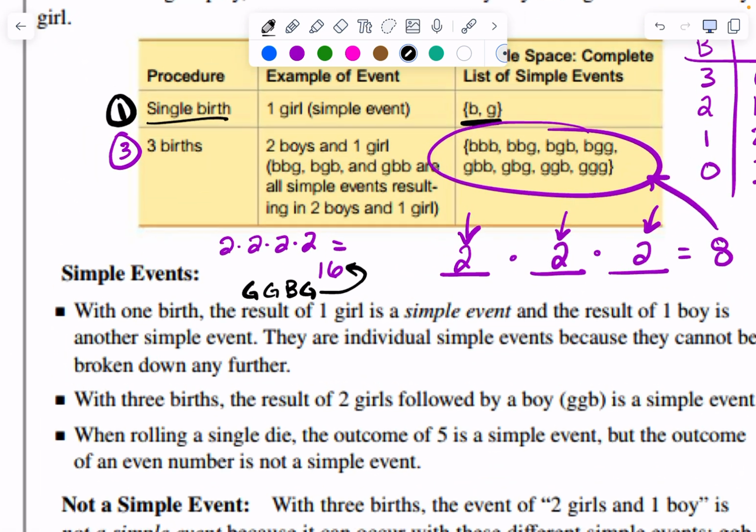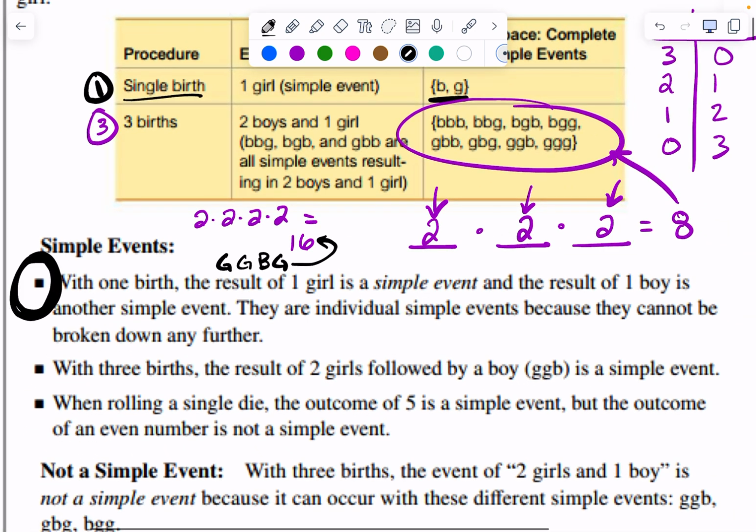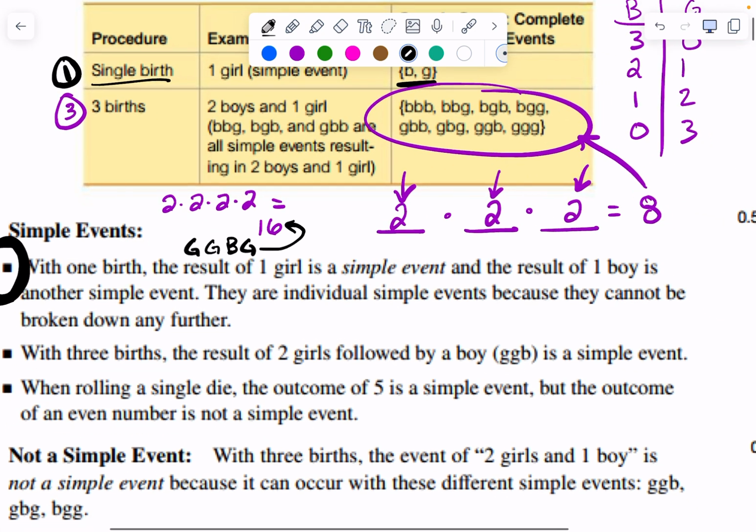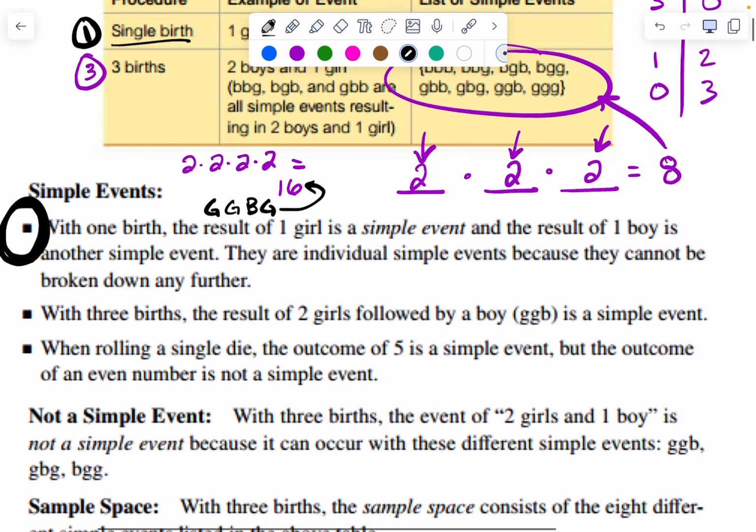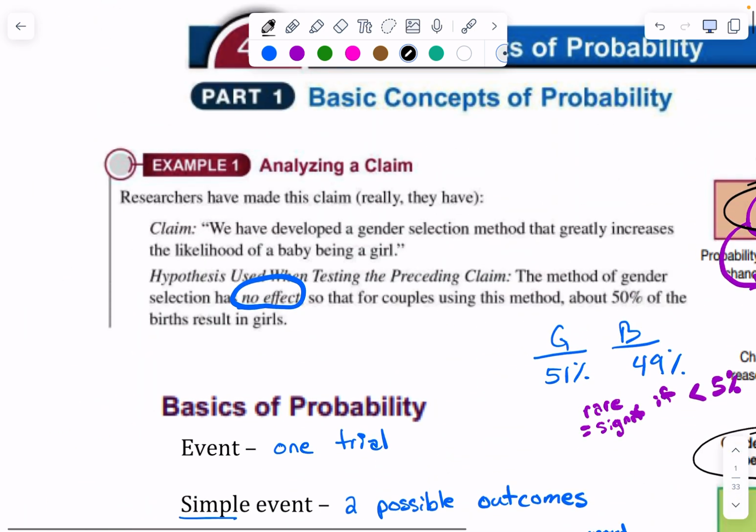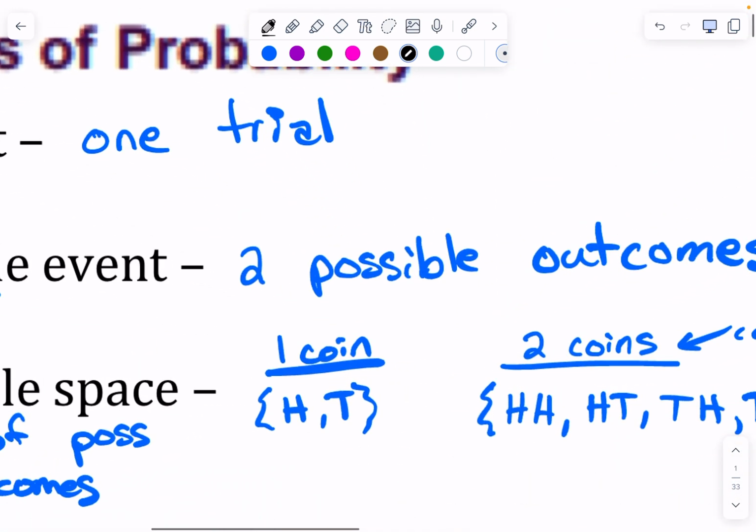All right, with 1 birth, I'm in this little bullet point right here. The result of 1 girl is a simple event, and the result of 1 boy is another simple event. They are individual simple events because they cannot be broken down any further. With 3 births, this is a compound event. I have a bunch of different combinations. There are 8 combinations, 8 combos with 3 births. When rolling a single dice, the outcome is, I shouldn't have said up here that a simple event could be 2 possible outcomes.